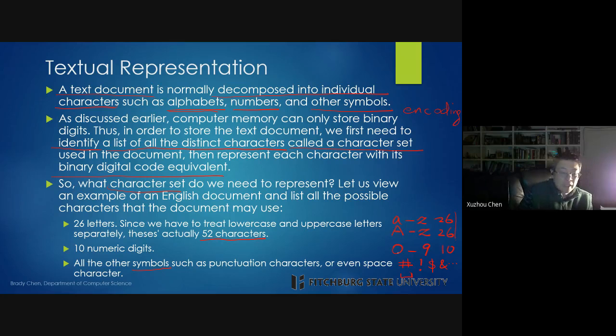When you press the space bar on a keyboard, you don't actually print anything, but you actually create a space. Now, space can also be interpreted as a character. So when you store a space in the computer system, you need to store it as a character. So don't think a space is nothing. There's something there. So these are basically the character set we want to represent using the computer system.